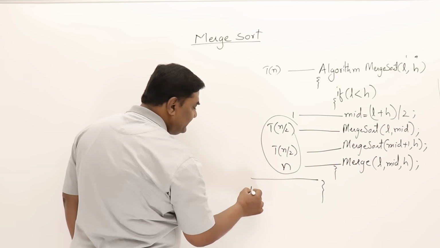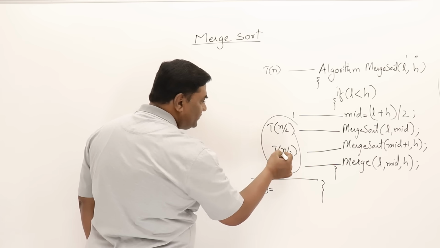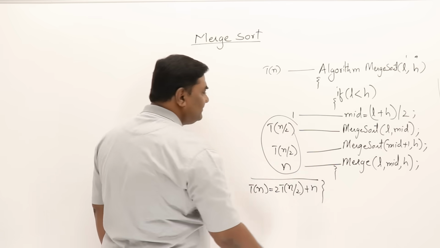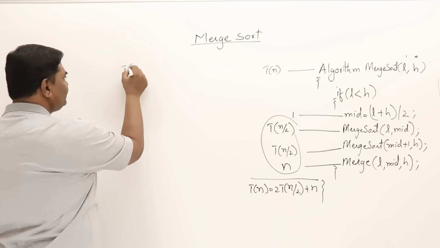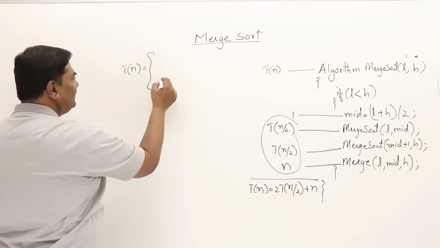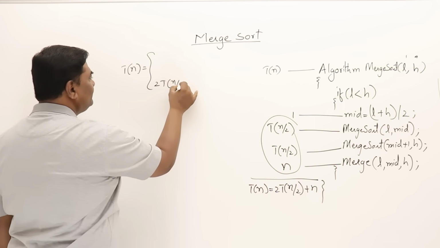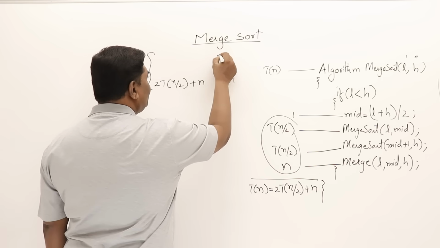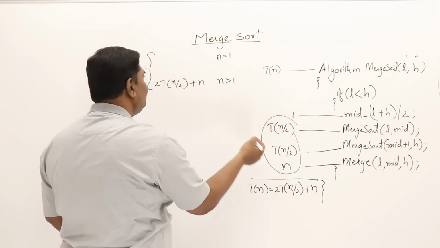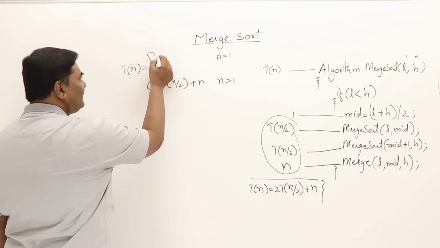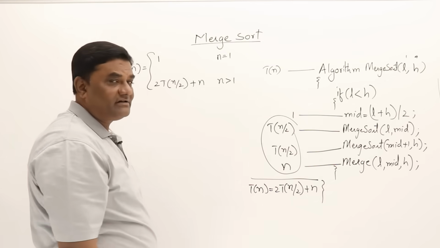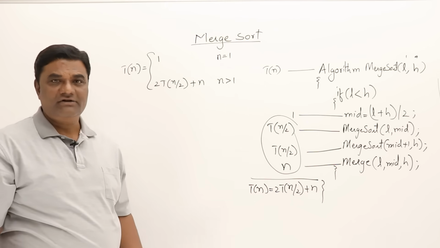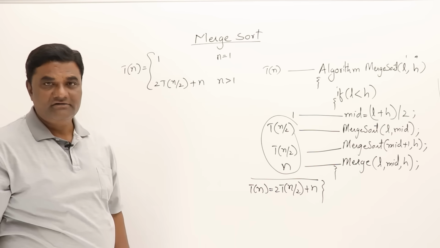So if I prepare the recurrence by adding all these, ignoring the one there, T(n) is equal to 2T(n/2) plus n when n is greater than 1. What it is doing when n is equal to 1, it's not doing anything. So we don't write 0, we can write 1 or some constant. Some constant means 1, 10, anything you write. It's not doing anything, so better write 1.